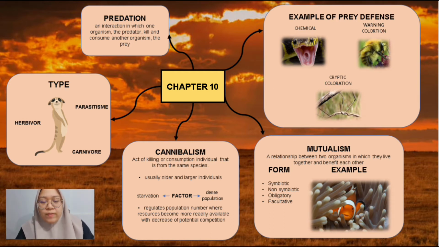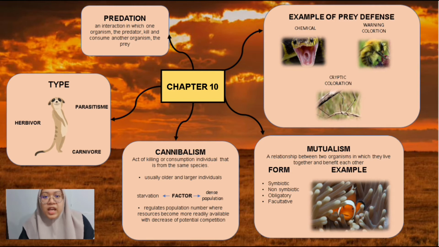Everyone, let's continue with cannibalism. What is cannibalism? Cannibalism is an act of killing or consuming individuals from the same species, usually the older and larger individuals. There are many factors that can cause cannibalism, such as starvation and also dense population. So why does cannibalism happen? It is to regulate population number, where resources become more readily available with a decrease of potential competition.